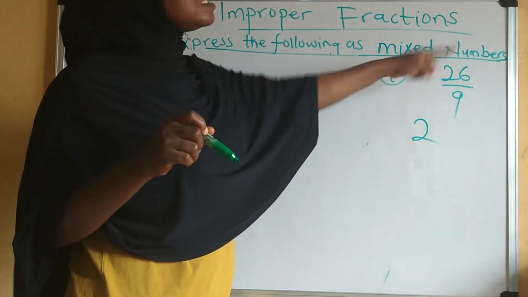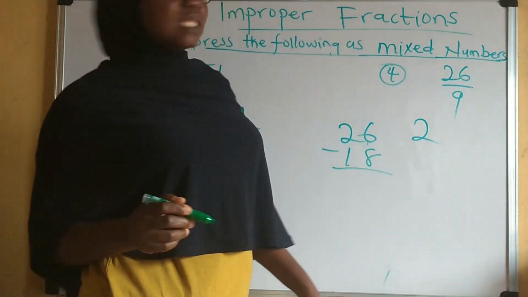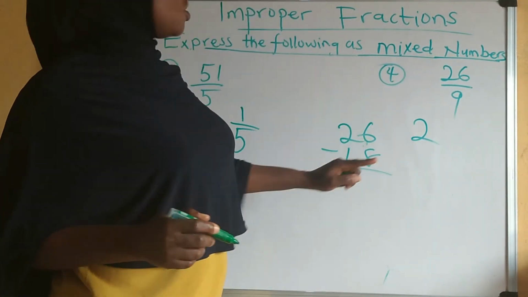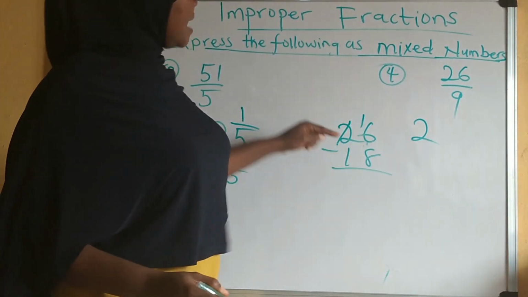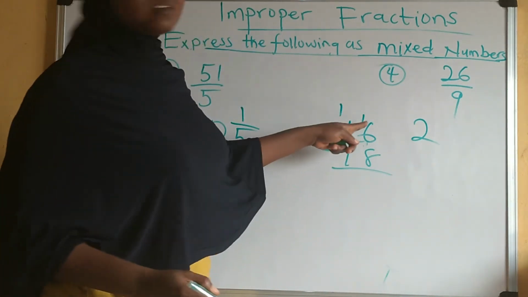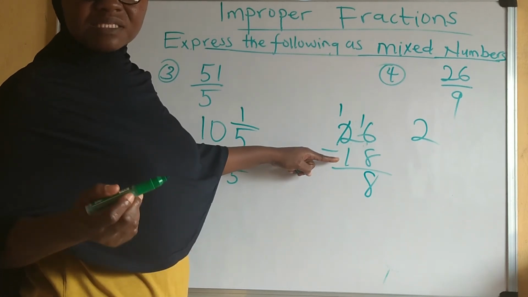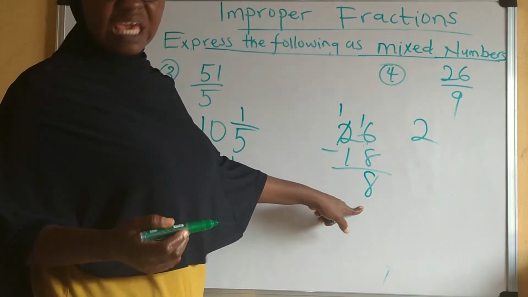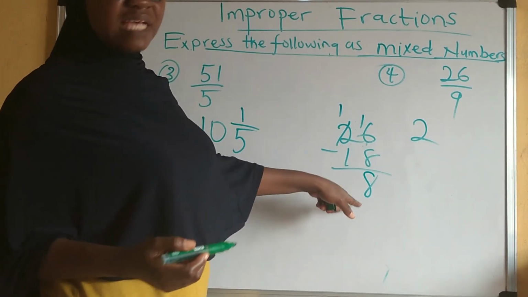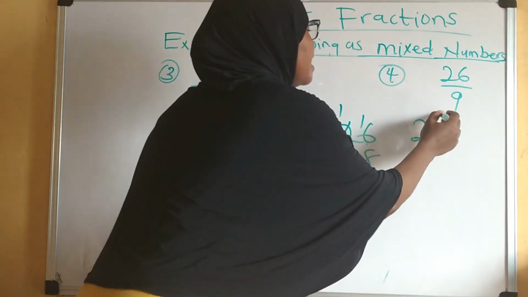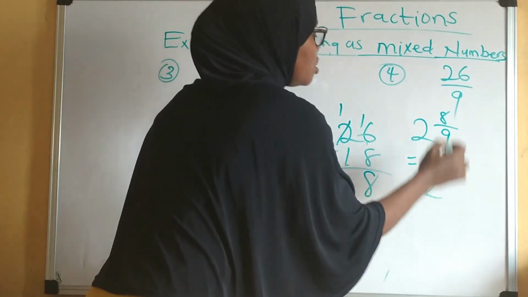And that will be 26 minus what? 18. Now in doing this, 6 minus 8 is not possible. So I need to come here to borrow 1. If I borrow 1 from here, this becomes what? 16. And this becomes what? 1. So 16 minus 8 will give me what? 8. So the fact that I have 1 here and have 1 here means that 1 minus 1 is 0. So it's just 8. So the remainder is what? 8. Now because I have 8 as the remainder, the 8 now becomes my new numerator, which is 8 over this denominator that I have, which is what? 9. So my answer is 2 whole number, 8/9. So you can see that it's pretty much cheap and easy.